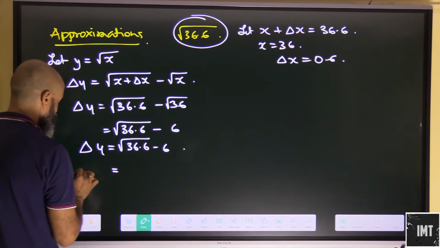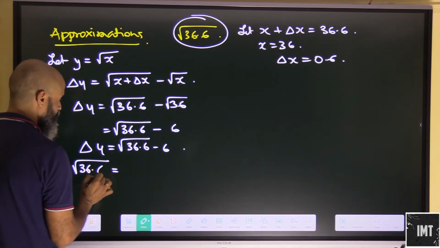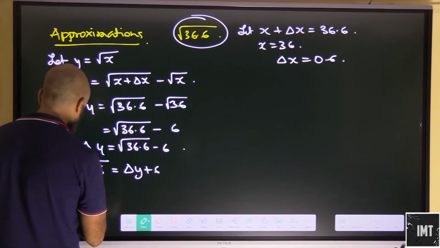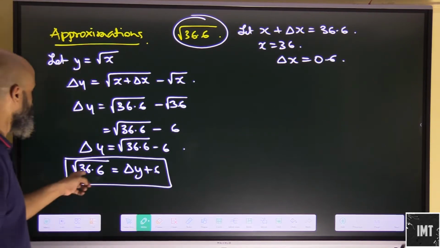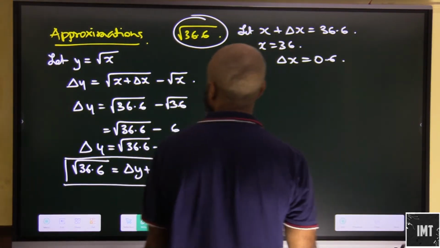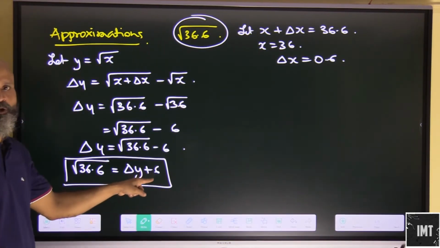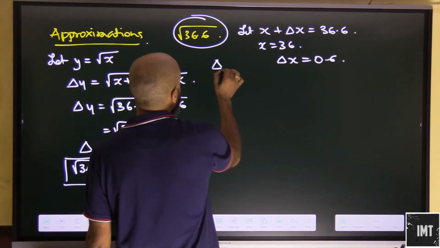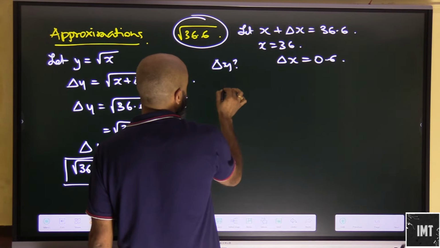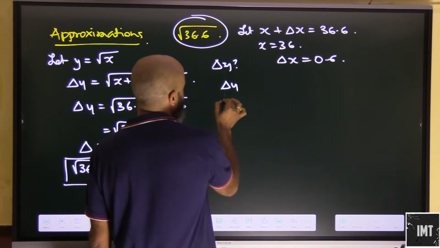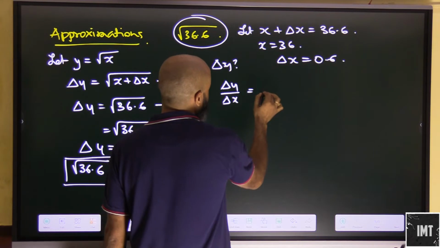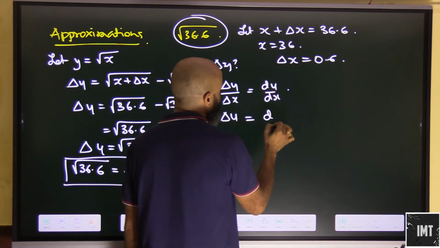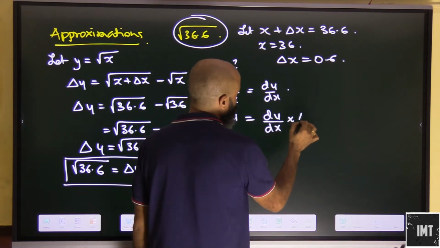So under root 36.6 can be written as delta y plus 6. Under root 36.6 will be equal to delta y plus 6. Now what we need to calculate is the value of delta y. Understand this: for small values of delta x, delta y upon delta x can be written as dy by dx, or we can say delta y is equal to dy by dx into delta x.